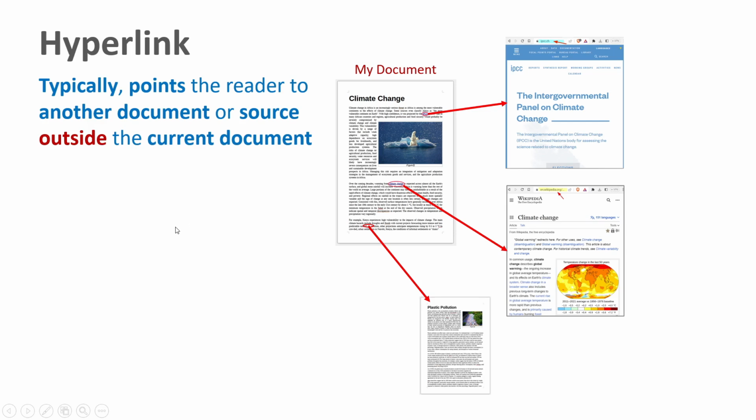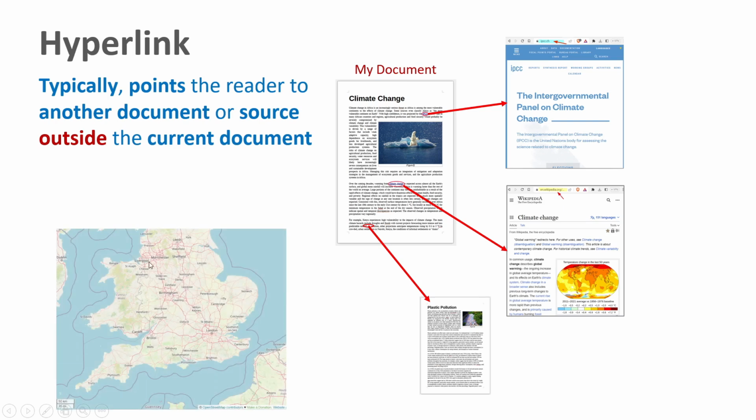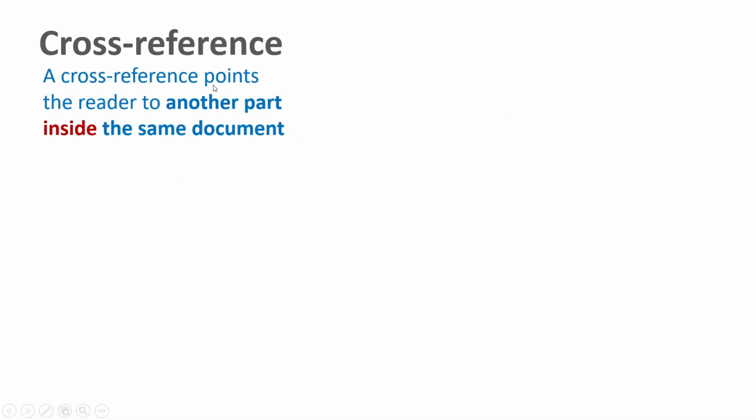So if I could use an analogy, a hyperlink is just like an aeroplane that can fly you from your city to another city. So this is what a hyperlink basically does. It points you to sources that are outside your document. A cross-reference, on the other hand, is pointing the reader to another part inside the same document.